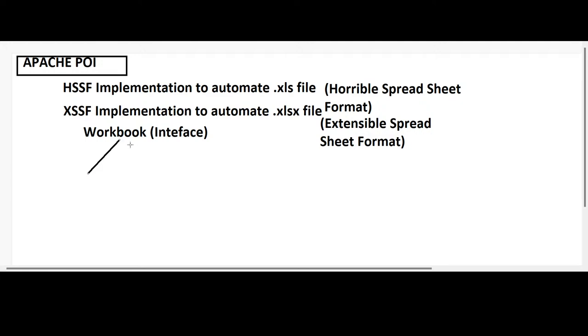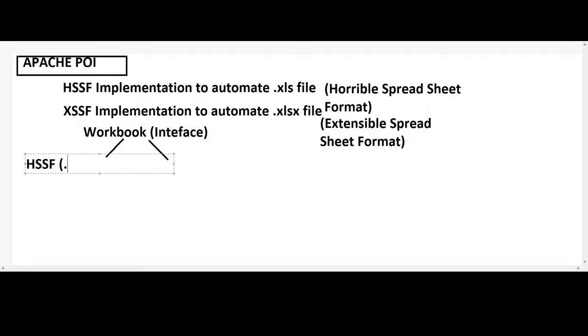The first child here is HSSF, and the next child here is XSSF, which means HSSF is a class. HSSF is a class name, and XSSF is a class name as well. Only the extensions are changing here. HSSF is a class, and its extension here is .xls.